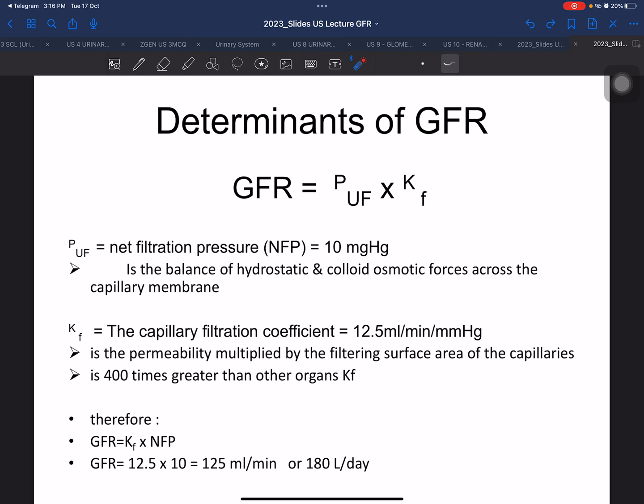The net is the balance of the hydrostatic and colloid osmotic or oncotic pressure that we mentioned just now across the capillary membrane. And the capillary filtration coefficient represents the permeability multiplied by the filtering surface area of the capillaries.